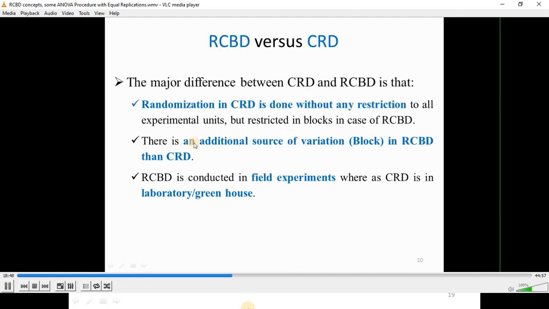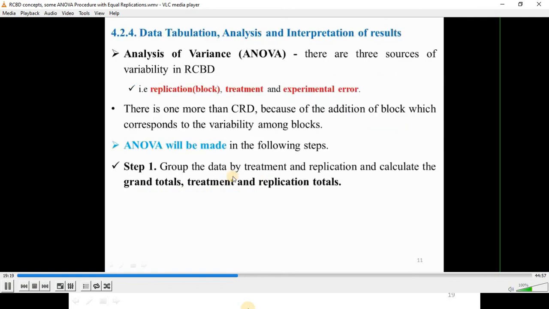That means there is also an additional source of variation, that's the block in RCBD over CRD, because in case of CRD there are only 2 sources of variation, the experimental and treatment variation. RCBD is conducted in the field experiment, whereas CRD is a laboratory or greenhouse experimental design. These are the major differences between the 2 designs.